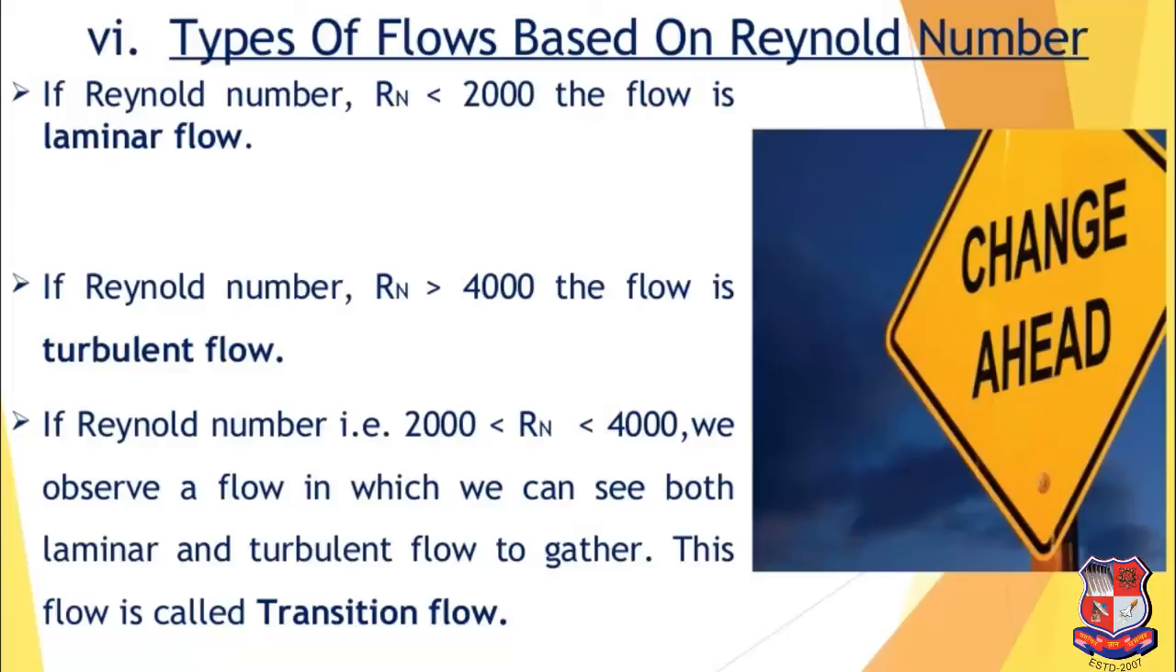So for the Reynolds number, if the Reynolds number is less than 2000, the flow will be laminar. If more than 4000, that will be a turbulent flow, and between 2000 and 4000 we consider it as a transition flow.